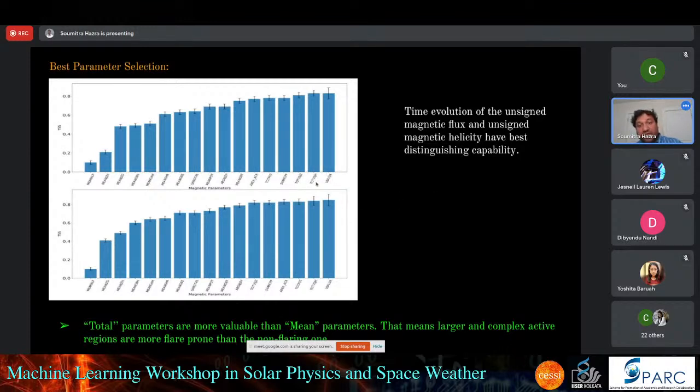However, if you notice the parameters, you find that all the total parameters are more valuable. That actually suggests what I told earlier, that if in one case you have higher values of parameters, and in the other case you have all lower values of parameters, that means the larger and complex active regions are more flare prone than the non-flaring ones. Basically the extensive parameters are more valuable, whose value increases with the size.